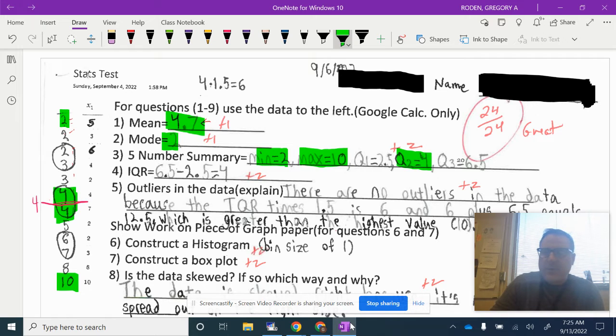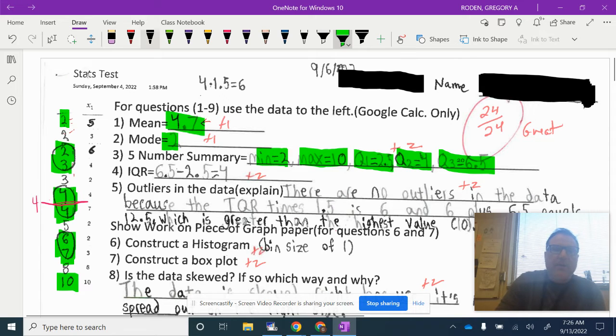Now to find your Q1, you just go halfway in between. So right here, you can see halfway in between is 2 and 3, and halfway between 2 and 3, you can either add them up and divide by 2, or just know that 2.5 is halfway between 2 and 3. And then again, your Q3 is down here. Halfway between 6 and 7 is 6.5. And that's it.